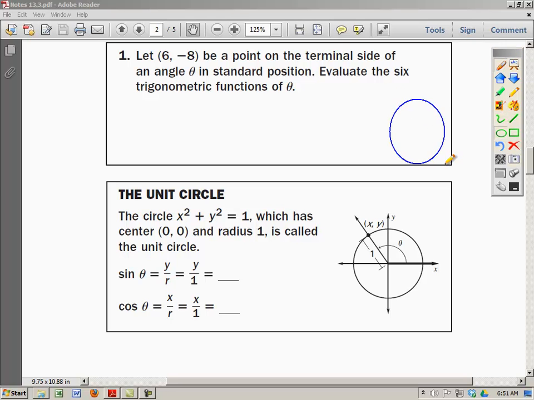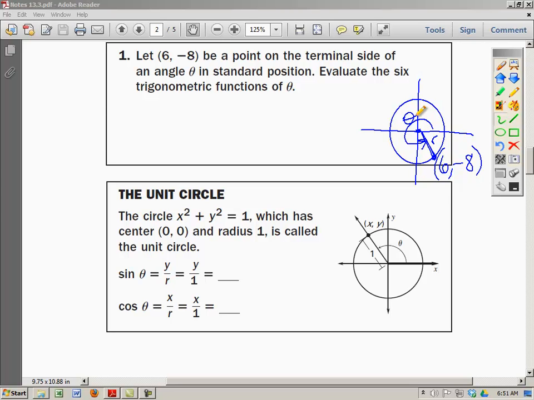Okay, so let's start with a circle here. We have the point 6, -8. So here's my circle, and if I go right 6 and down 8, maybe it's right in there someplace. That would be the point 6, -8. And here's my radius. We need to know what that is. But we have this angle theta, and we want to use that to establish the 6 trig functions. Well, the first thing we need is the radius.